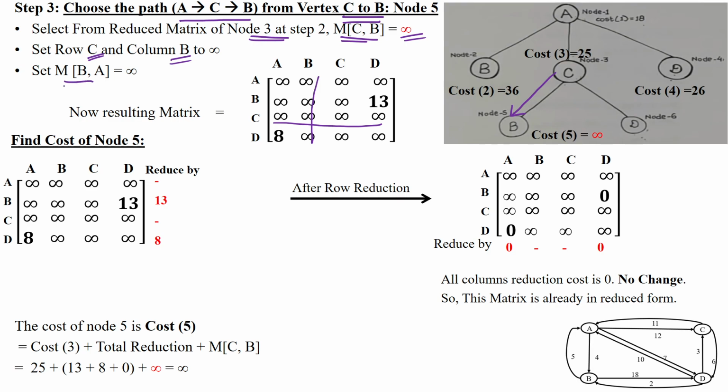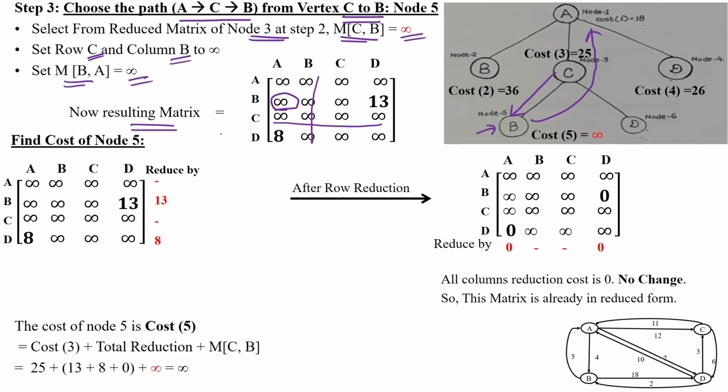Then M of B comma A. After reaching B, you should not visit A again, because each city has to be visited only once. So you should not go back from B to A. We make that position infinity, so M of B comma A is made infinity. This is the resulted matrix after these changes.